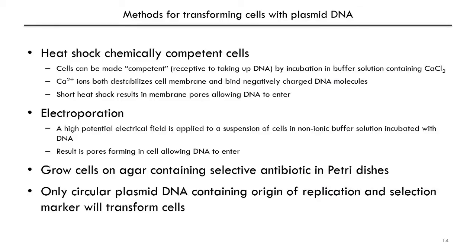Typically, only circular DNA containing an origin of replication will transform bacterial cells. Linear pieces of DNA will not replicate properly, and they will be digested by exonucleases inside the cell.